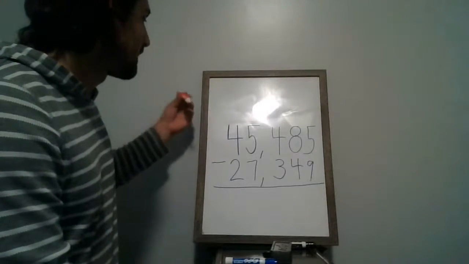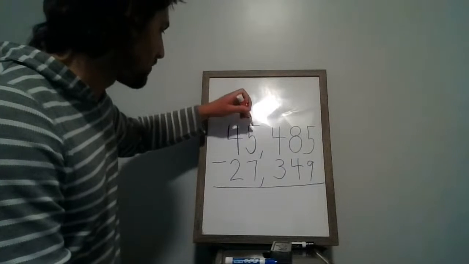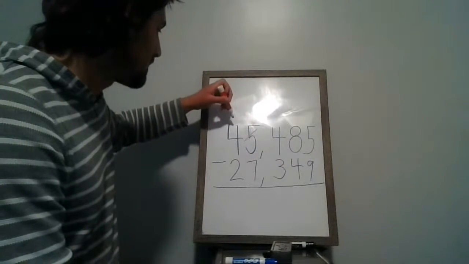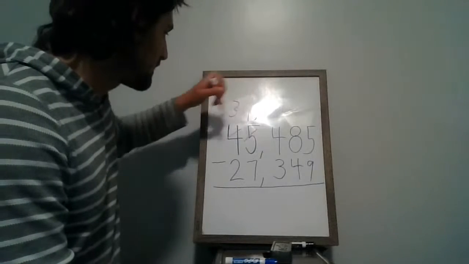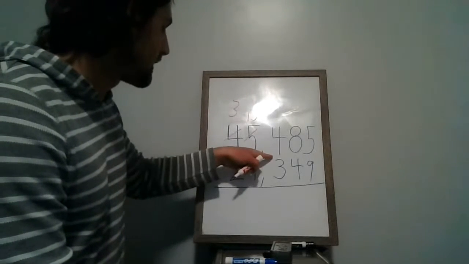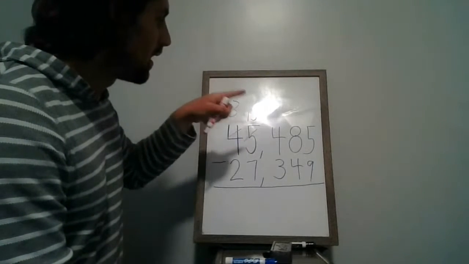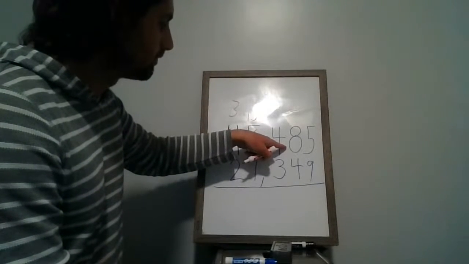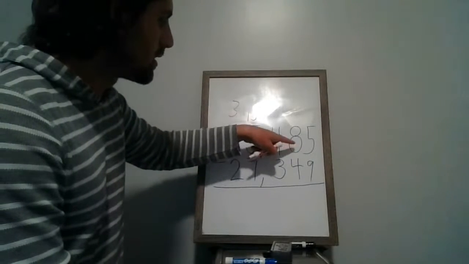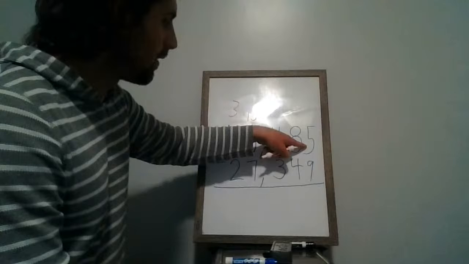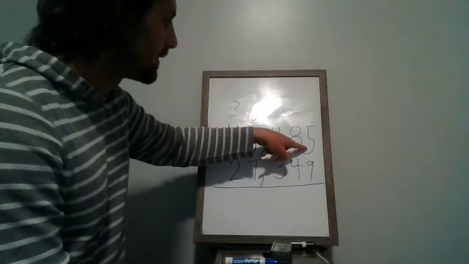So we can't subtract 7 from 5, so we have to take a 10. So the 4 is going to become a 3, 5 is going to become a 15. Here we do not need to regroup because 4 is bigger than 3. 8 is bigger than 4. Again, we do not need to regroup there. 9 is bigger than 5. So because the 9's on the bottom, we do need to regroup.